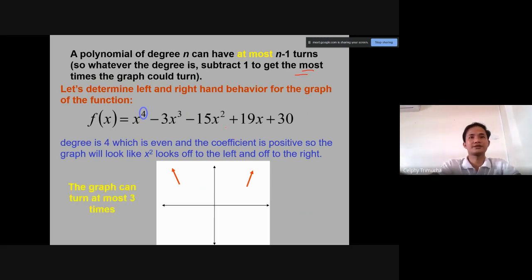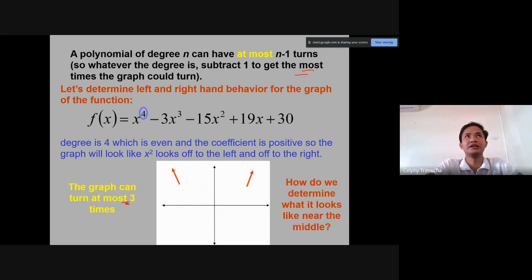So since ang pinakaataas nga degree sa aton nga polynomial is raised to the power of 4, pwede siya maka-turn at most 3. Dapat mabuhin lang ta isa halin sa aton nga exponent. So at most 3 times siya mag-turn ang aton nga graph. So how do we determine what it looks like near the middle sa ating graph? Paano natin mabalaan kung nag-turn siya, kung nag-change ang slope sa ating graph?